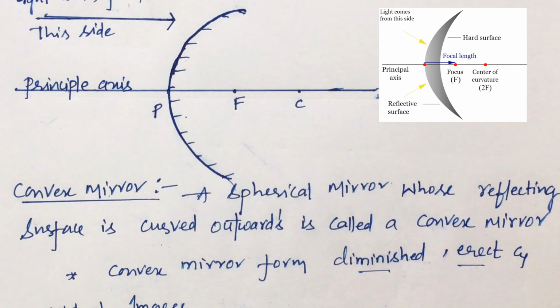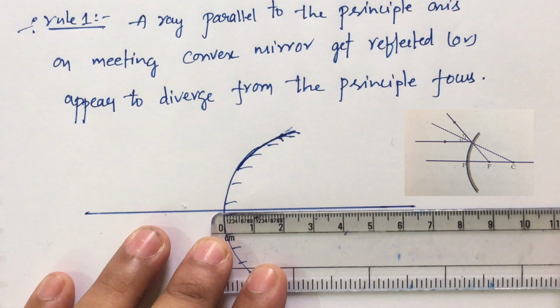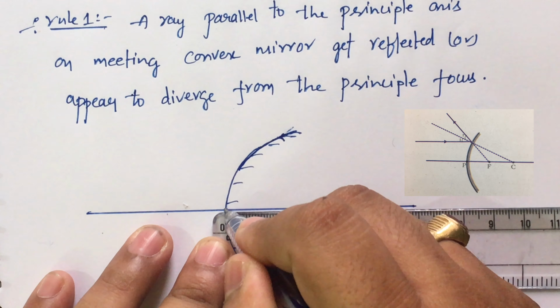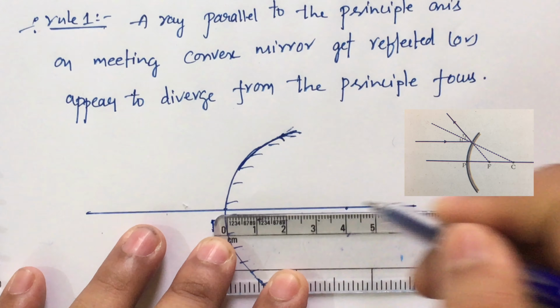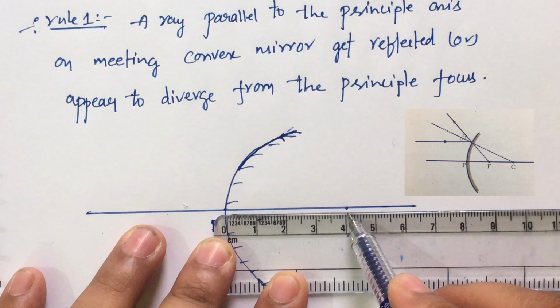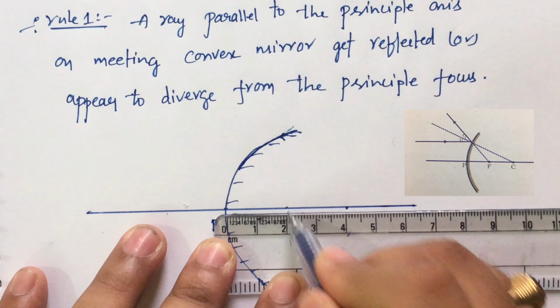Now here are some of the rules. Rule number 1: a ray parallel to the principal axis. So this is our convex mirror. Let us plot a few terms. The midpoint of this mirror is the pole. Children, the center of this sphere is the center of curvature. The midpoint between pole and center of curvature we call the focus.